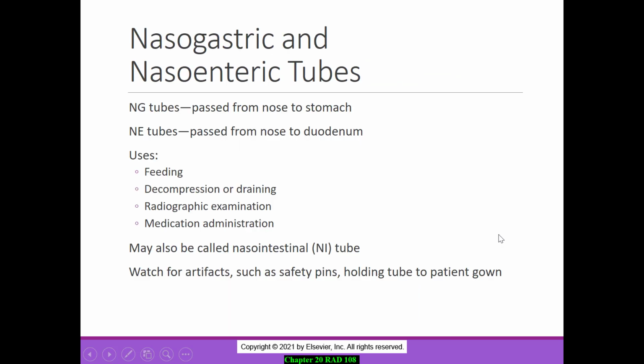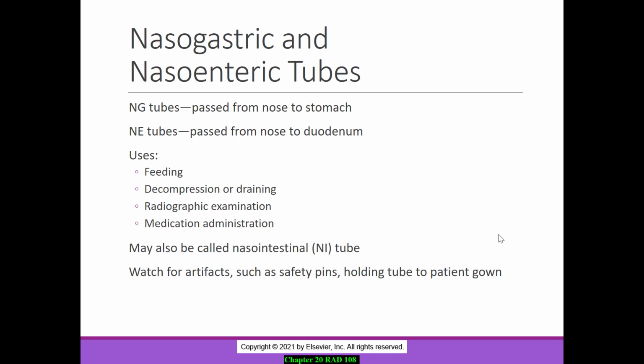Your NG tubes are going to be passed from your nose to your stomach. The NE tubes are passed from the nose to the duodenum. These are going to be used for feeding, decompression, or draining. Sometimes we'll get called up to do an x-ray for the NG tube placement. And a lot of times they're administering medication through these. You may come across someone that refers to it as an NI tube. It's the same thing as your NG tube.